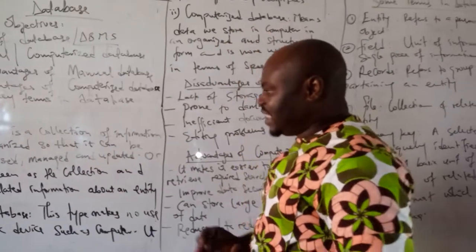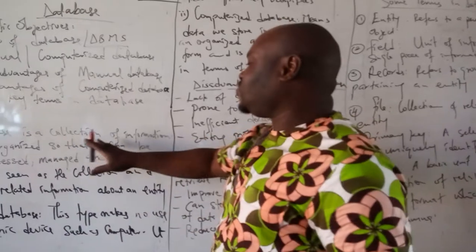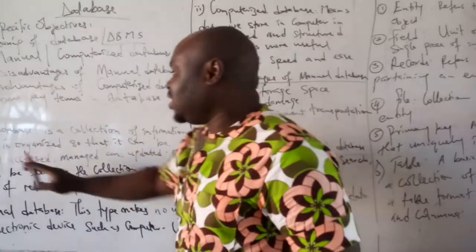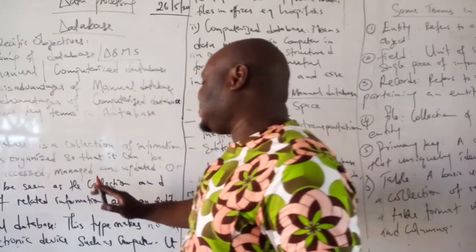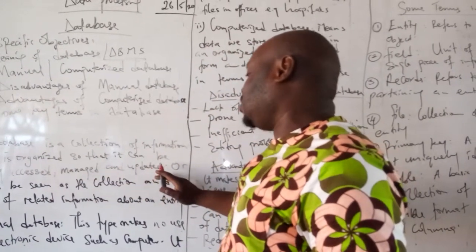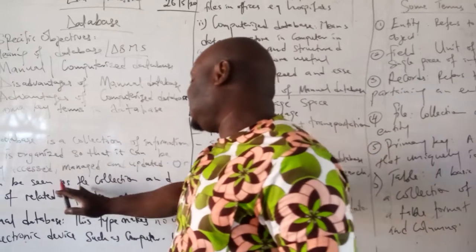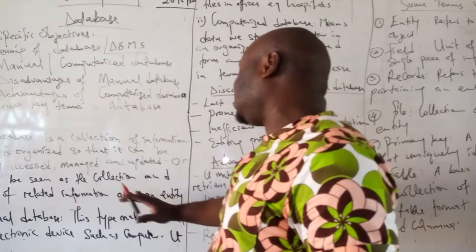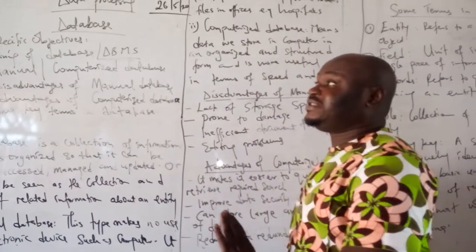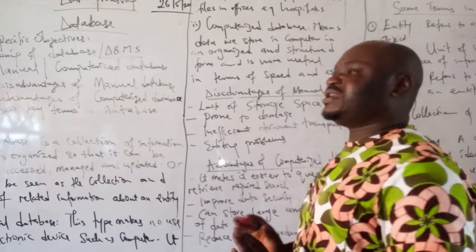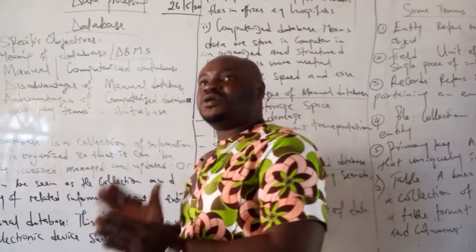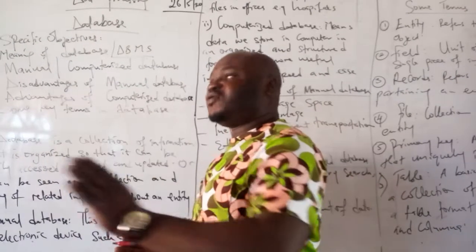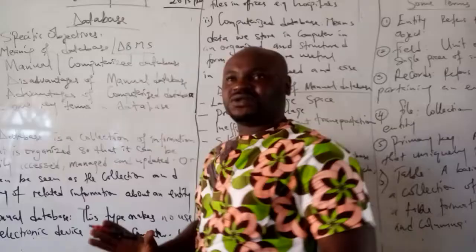If we look at our note now, it says that database has to do with collection of information that is organized so that it can be easily accessed, managed, and updated. Or it can be seen as the collection and storing of related information about an entity. Whenever you hear about database, simply understand that it has to do with gathering of information, storing them, and those information gathered must be related to a particular entity.